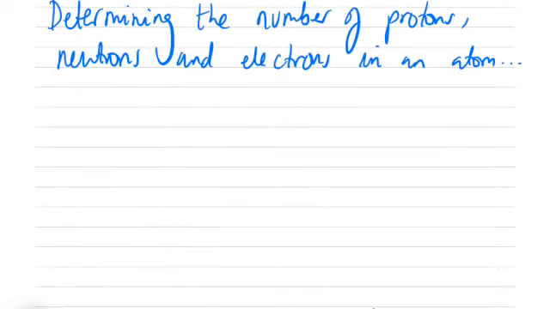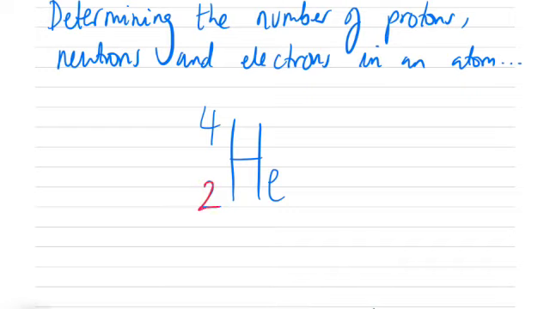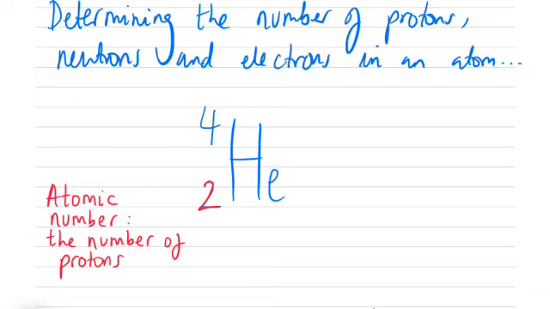Now let's have a look at determining the number of protons, neutrons, and electrons in an atom. So let's have a look at an atom of helium. It has two numbers that are shown here, 4 and 2. So this number 2 represents something known as the atomic number of an element or an atom. And that is unique to an element. It tells us the number of protons that are present in the nucleus of the atom. It also tells us the number of electrons, but most importantly, it's the number of protons. In an exam, it's the number of protons.